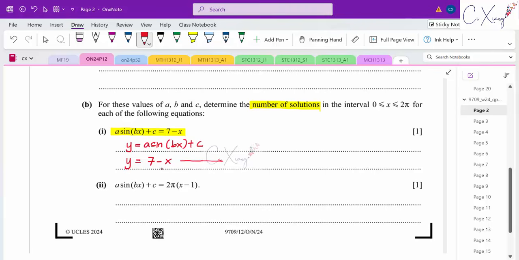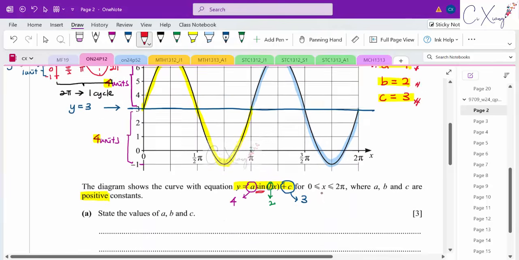If you want, you can try to figure out any 2 points. So let's say I let y equals to 0, then my x is equals to 7. And if I let x equals to 0, then my y will be equals to 7. Then I try to plot this particular line in the graph and try to figure out how many intersection points I have. So 0, 7, and 7, 0.